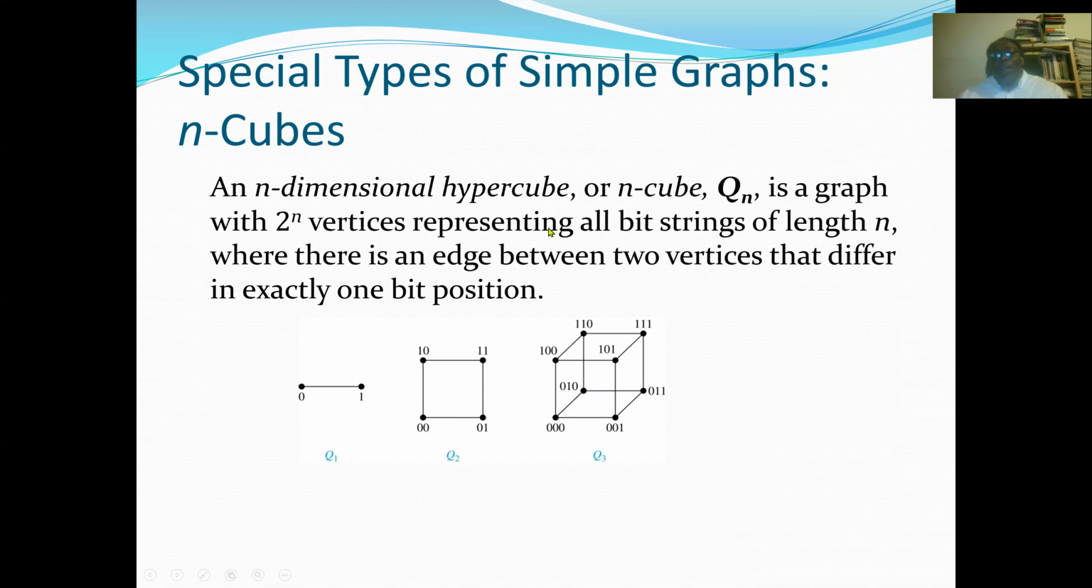So an n-dimensional hypercube or n-cube, Qn, is a graph with 2 to the power n vertices, representing all the bit strings of length n, where there is an edge between two vertices that differ in exactly 1 bit position. So you can see Q1, we have 2 vertices, 1 edge. Q2 is 2 to the power 2, so that will be 4 now. So the possible combinations: 00, 01, 10, 11. That is 4. 2 to the power 3 will be 8, so this should give us 8. 1, 2, 3, 4, 5, 6, 7, 8.